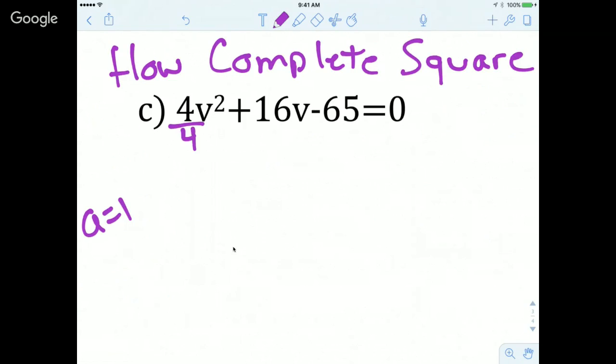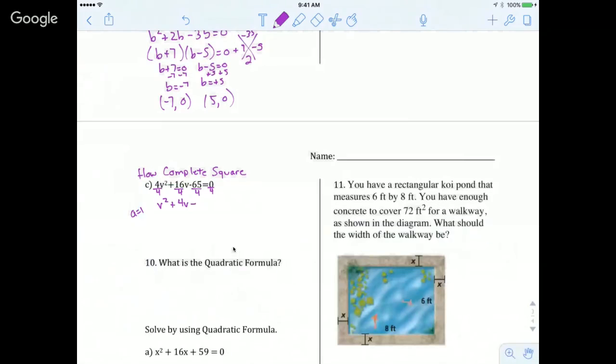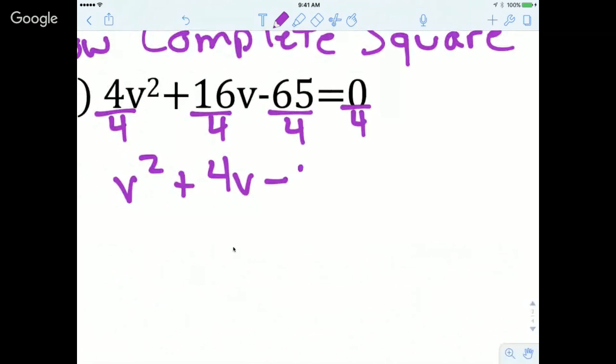Divide everything by 4, even the 0. V squared plus 4V minus 16.25 equals 0. Okay, step 1 is everything on the left.